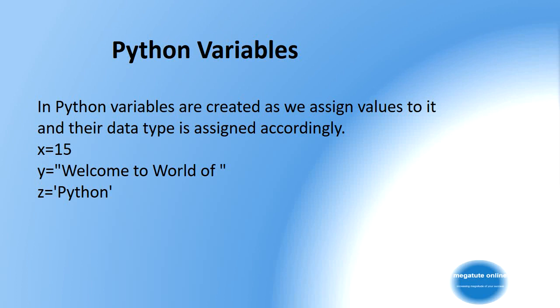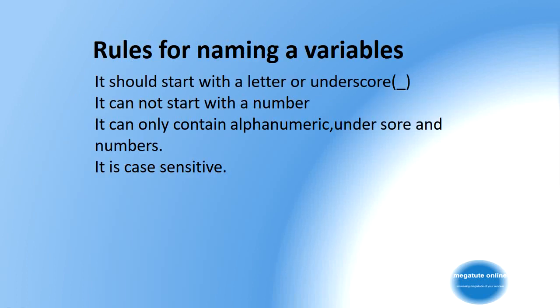Now naming variables. The rules for naming variables in Python are similar to other languages. A variable name should start with a letter or underscore. It cannot start with a number. It can only contain alphanumeric characters, underscore, and numbers, and it's case sensitive. So a variable by the name capital X and small x are two different variables.